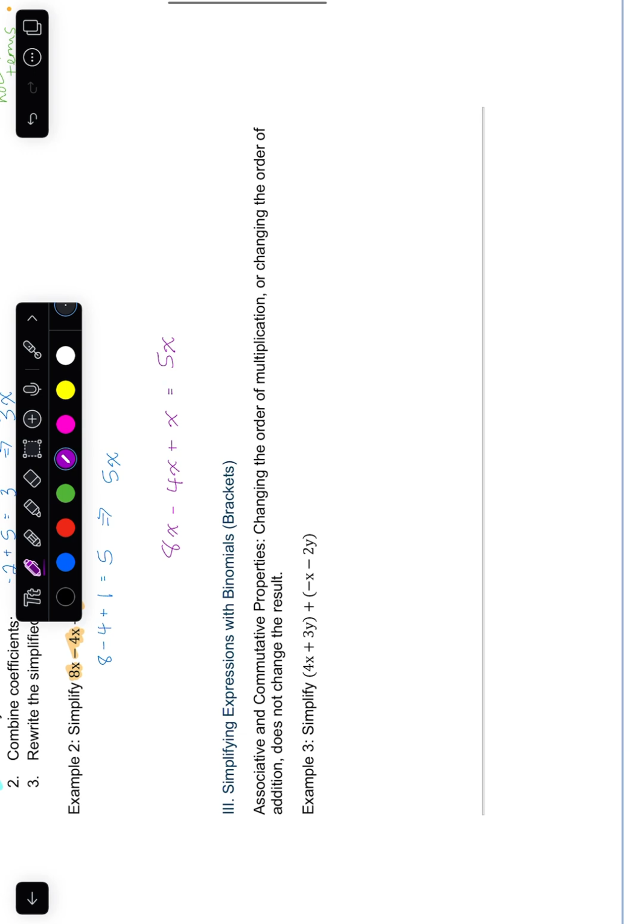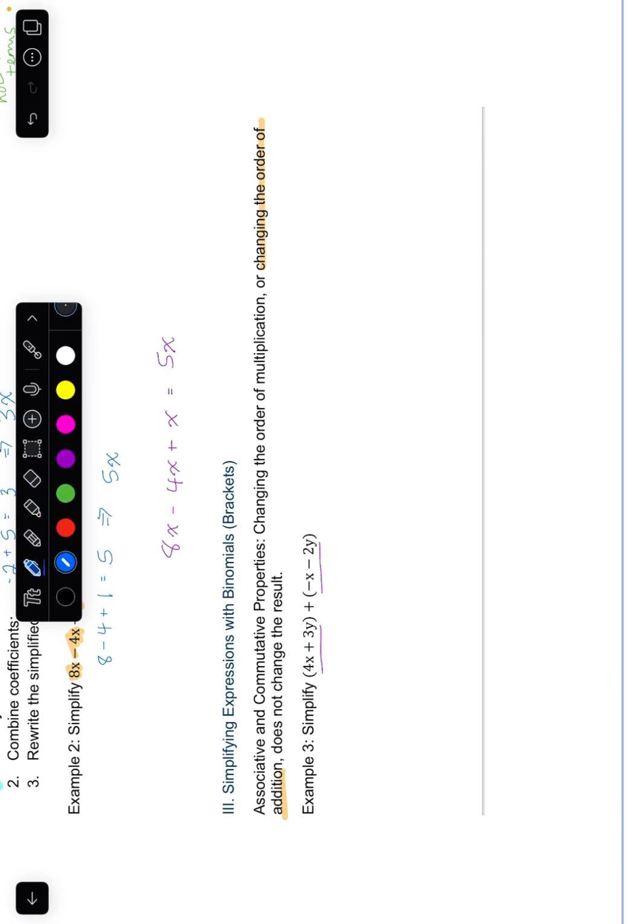And we can use that here. So we have these two binomials. One is 4x plus 3y. That's one binomial. The other one is negative x minus 2y. Well, these commutative properties are suggesting that changing the order, in this case, the one which really matters to us is changing the order of addition.